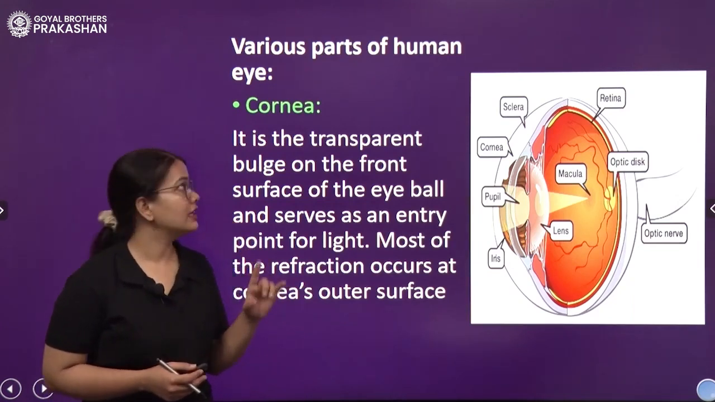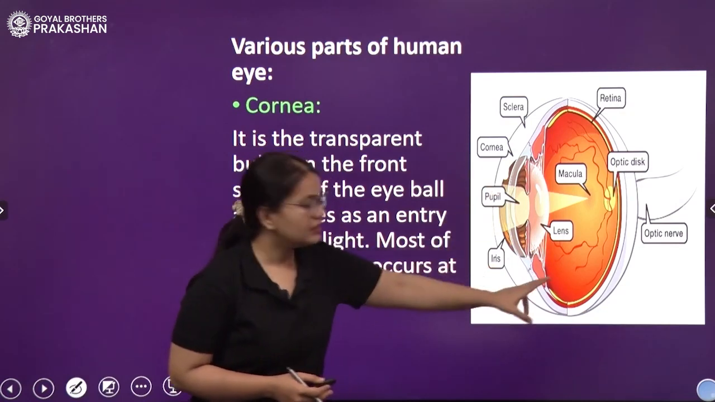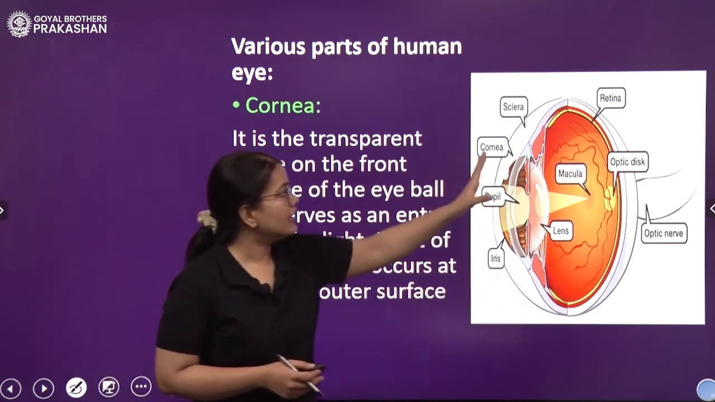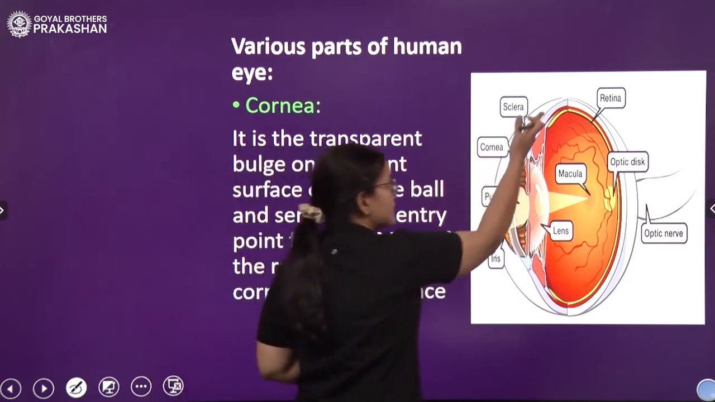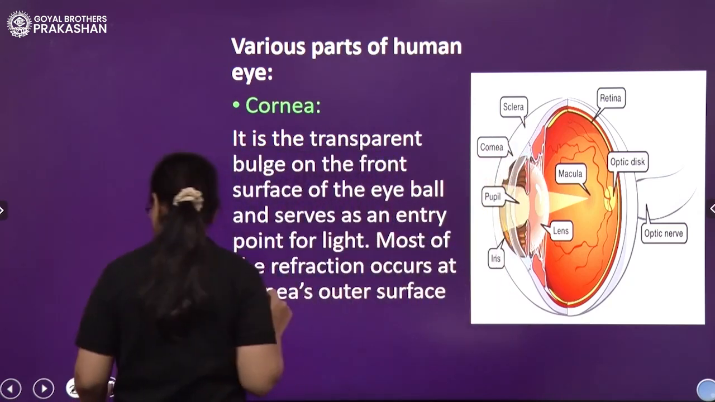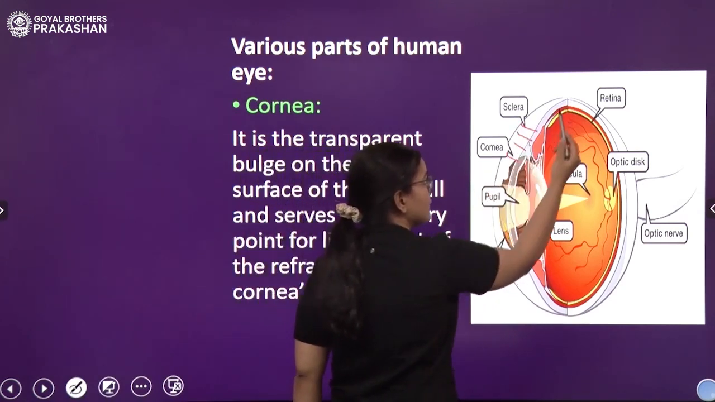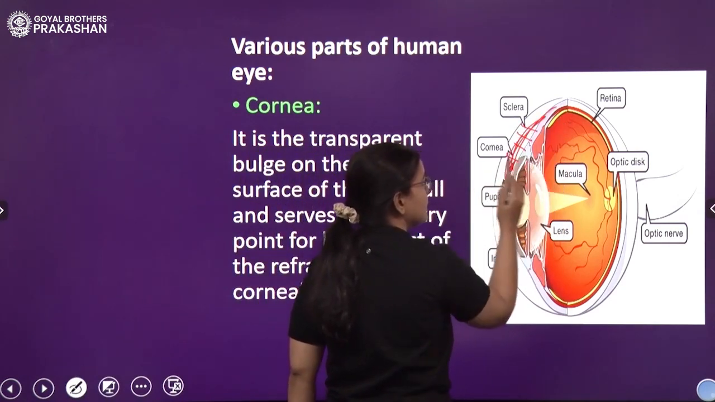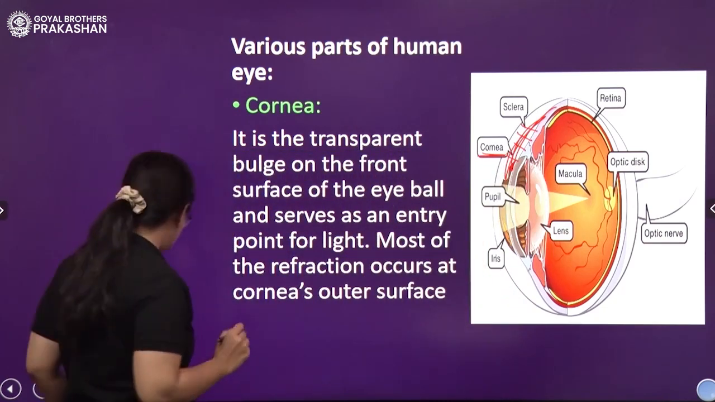The first component is cornea. Now what is cornea? This is actually a 3D diagram just to enhance your understanding of what cornea is. Can you see this transparent line over here? This transparent component is being marked as cornea. What is cornea? What does it do?